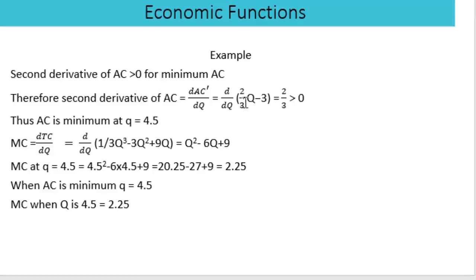2 by 3 into 1 into q raised to 1 minus 1, that is q raised to 0. Then the differential of 2 by 3 q equal to 2 by 3, and the differential of 3 is 0. Therefore, d by dq of AC dash equal to 2 by 3. 2 by 3 is greater than 0. Therefore, AC is minimum. Both conditions are satisfied: the first order condition equal to 0 and the second order condition greater than 0. Thus, AC is minimum at Q equal to 4.5. We can conclude that AC is minimum when the firm produces Q equal to 4.5.